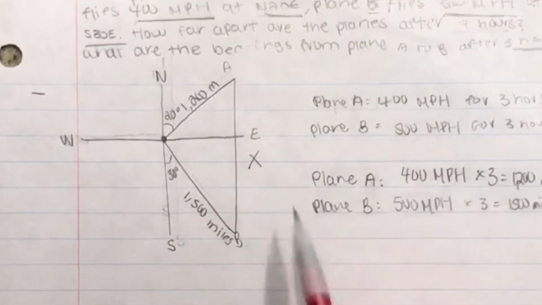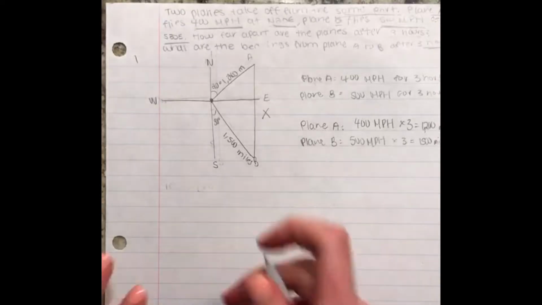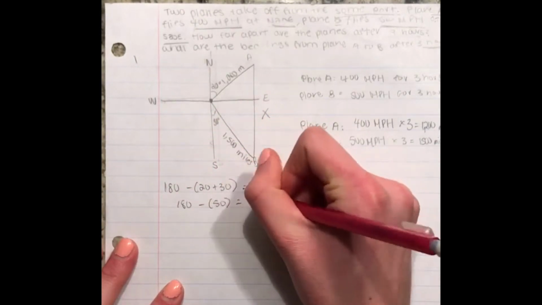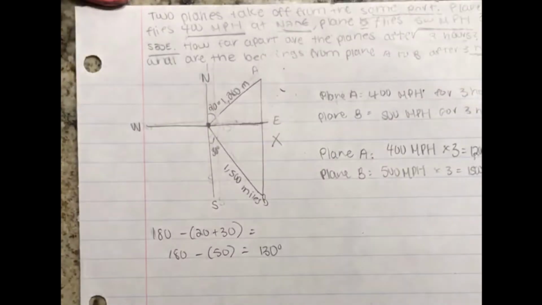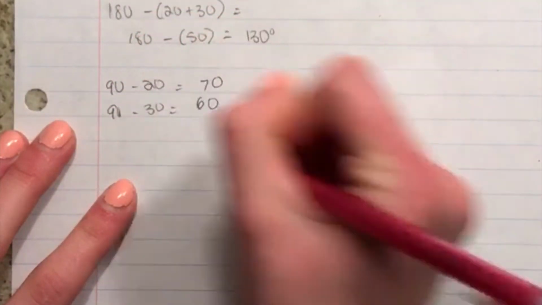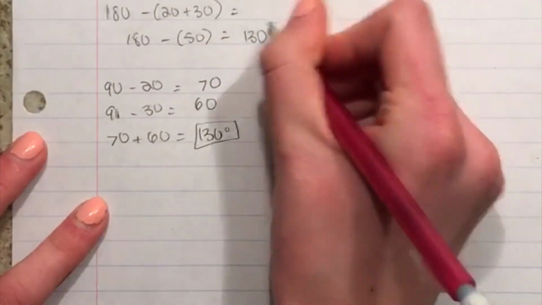To find the missing angle across from X, we can add 20 and 30 and subtract it from 180. This comes out to be 130 degrees. Another way to do this is by finding the complement of 20 and the complement of 30 and then adding those values together. The reason you can do this is because segment A and B are in different quadrants, and each quadrant represents 90 degrees. As you can see, either way you get 130 degrees for this whole angle.